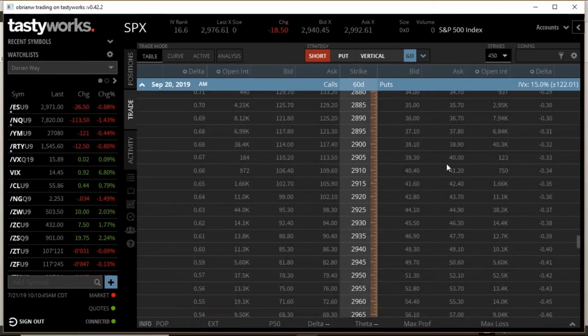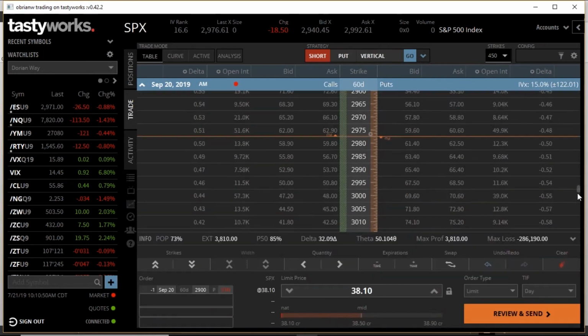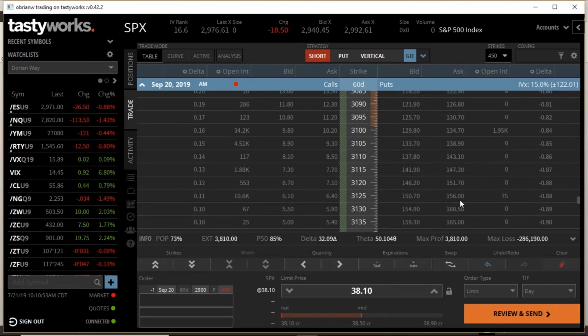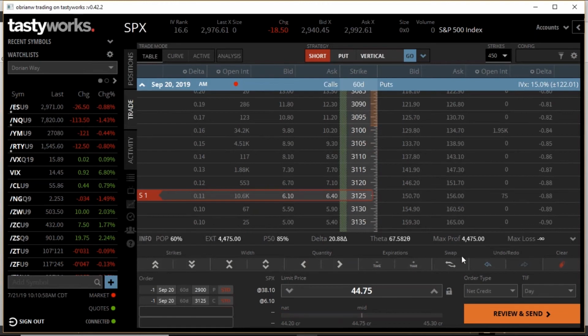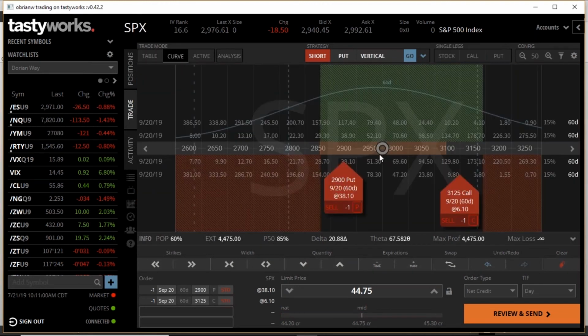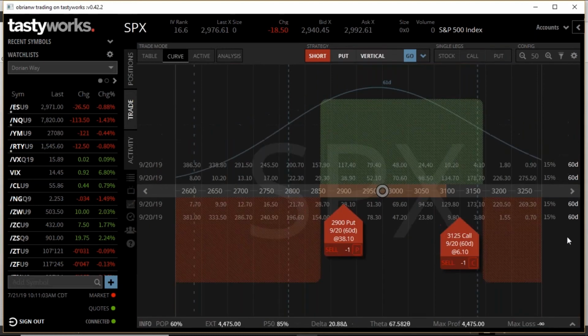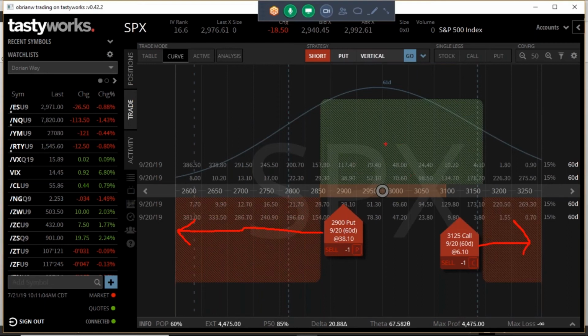And let's just say you're selling the 2900, you're clicking on the bid on the put side, and on the call side, let's say you're selling the 125 and you just click it on the bid. And if you go to the curve table, you'll see what this looks like. Let me drop this down. So basically, this is the strangle. You have risk all the way down to 0 on the put side, and you have theoretically unlimited risk on the call side because you are uncovered. Okay, you make money if it stays between your short call and your short put.